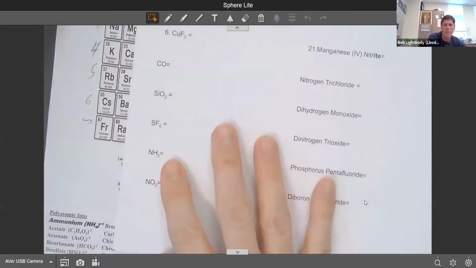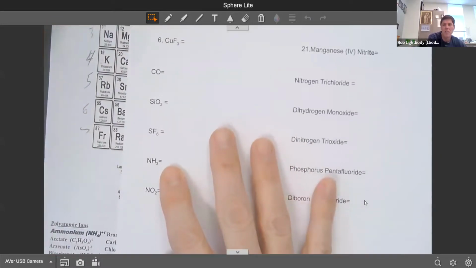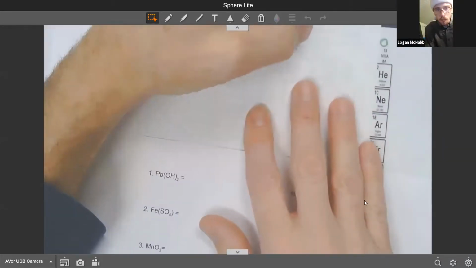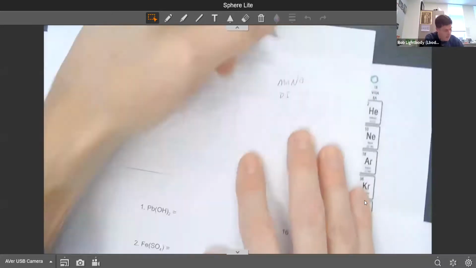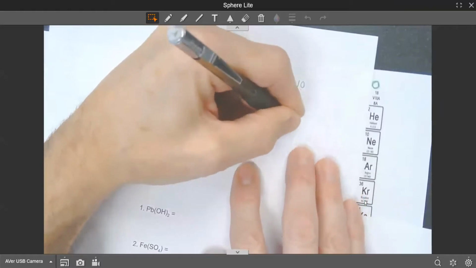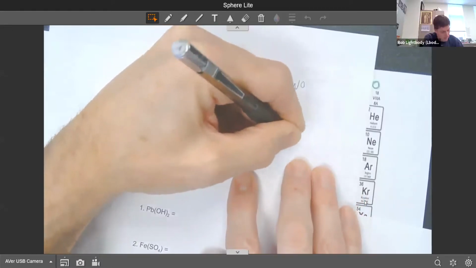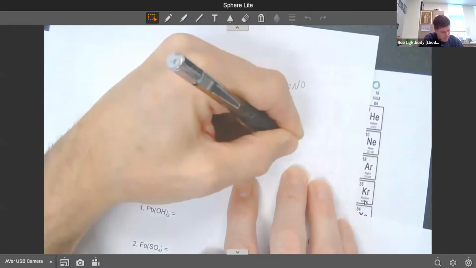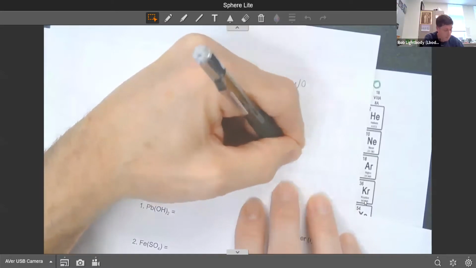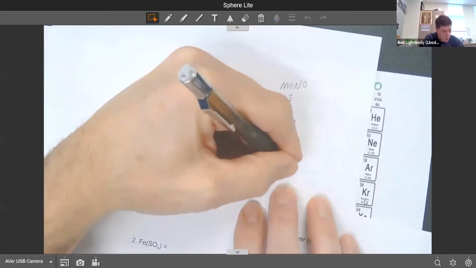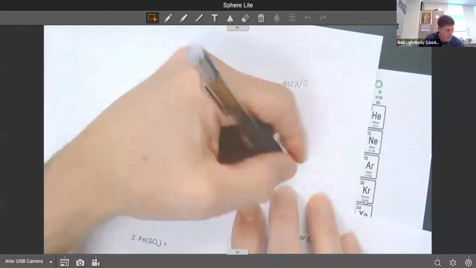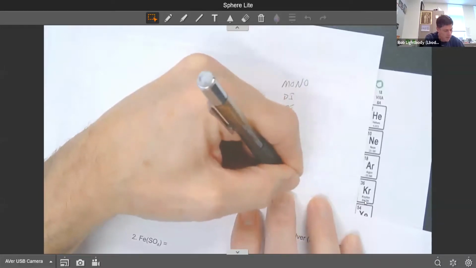do you guys remember your prefixes? Okay. Yeah. Mono, di, tri, tetra, penta, hexa. And yeah, generally you don't see hepta. You could see octa. And you can figure out 9, 10, but you're never going to see it as far as I know on this. Deca.